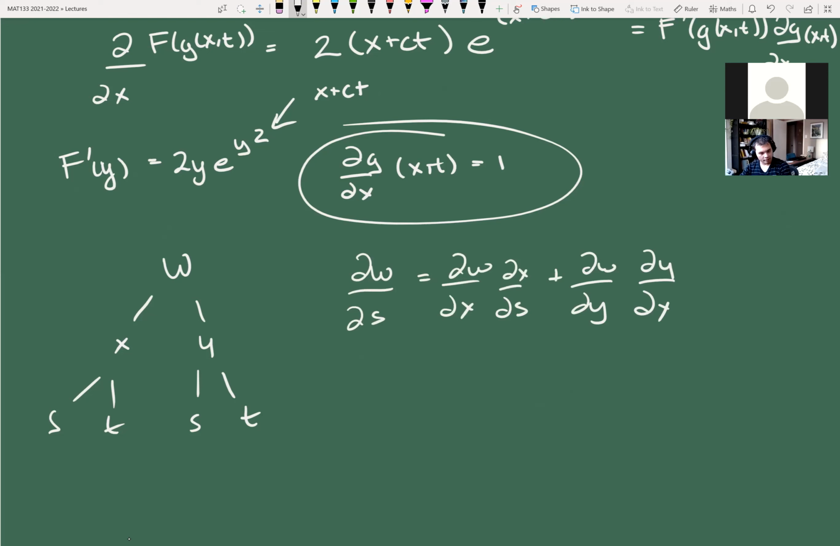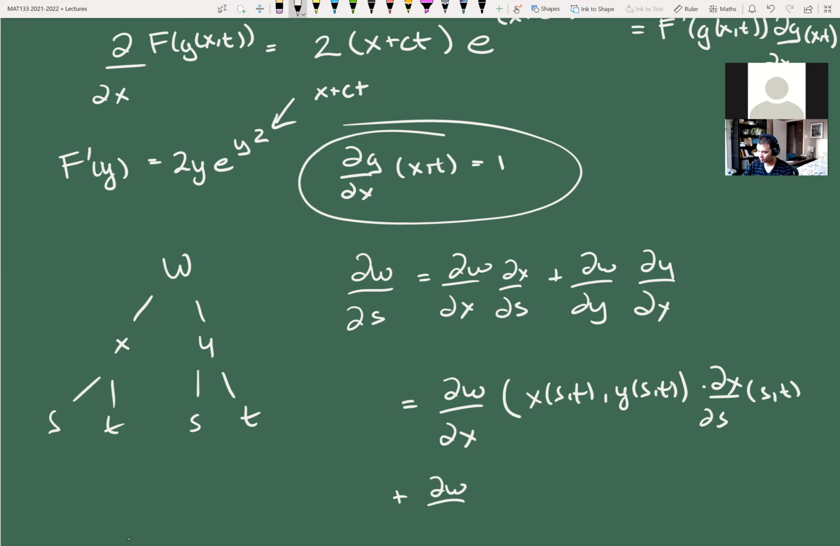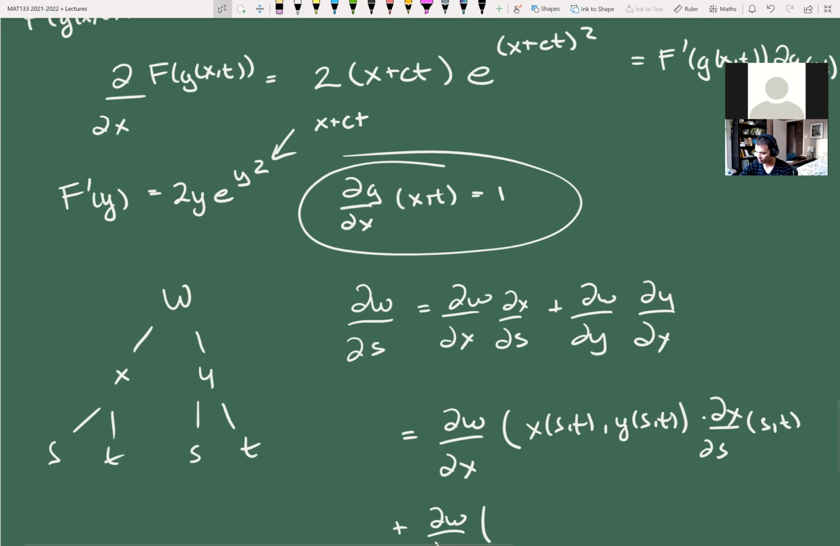Now, when I write this though, I'm cheating because this is just sort of shorthand. When I write dw/dx, I need to make sure that I actually write this as a function of s and t. Just like in the single variable chain rule, remember you have to plug the inside function back in.